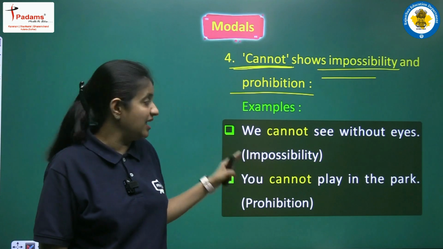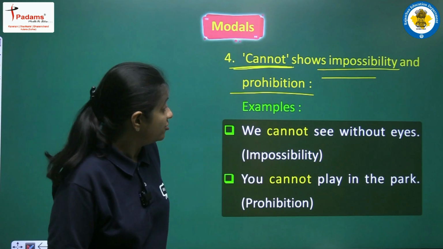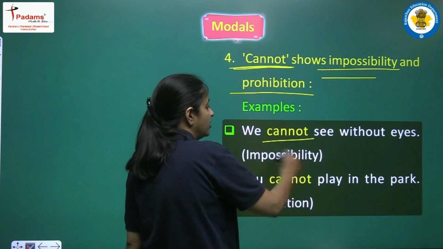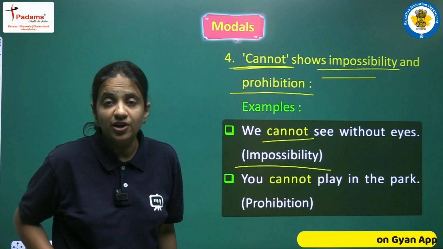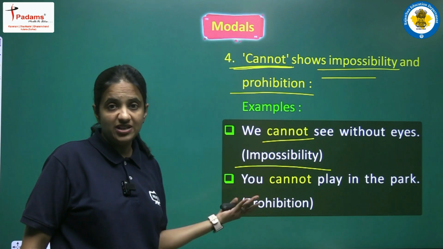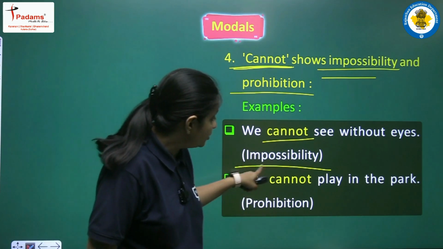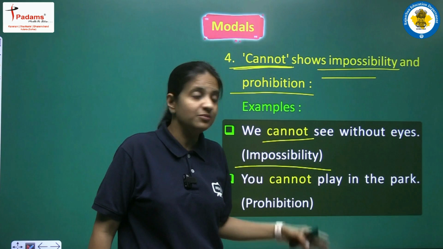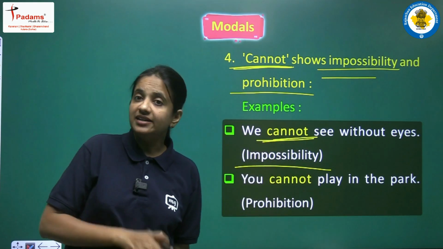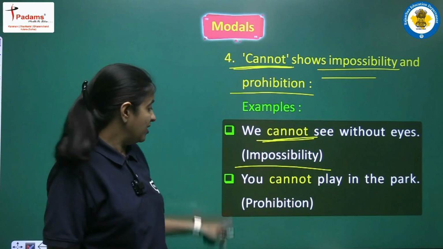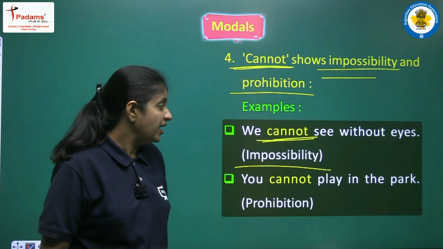So we are having the examples here. Let's see. We cannot see without eyes. Here we are talking about a thing that is totally impossible, right? Because yes, we cannot see without our eyes. So when we are trying to show impossibility of something, then we can use can in the negative form. Then we can make a sentence using cannot.